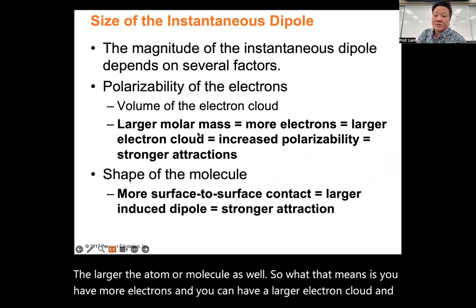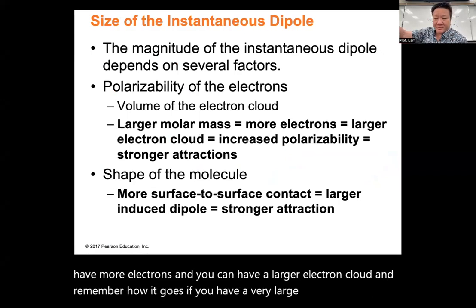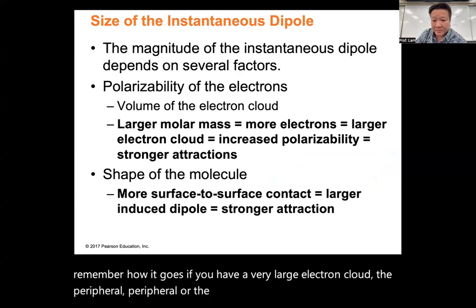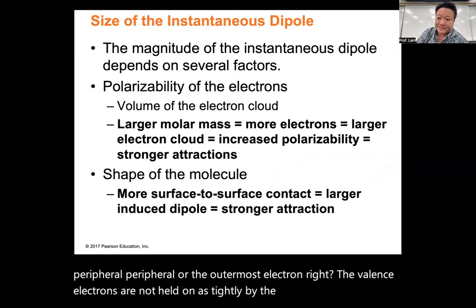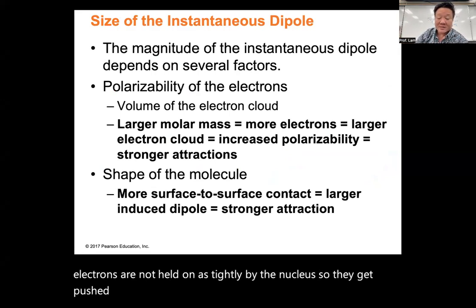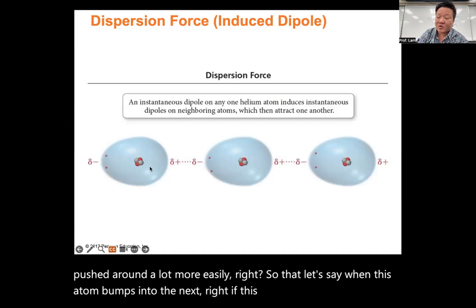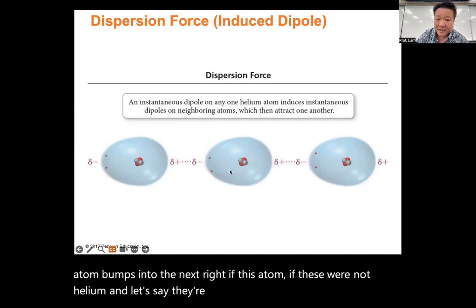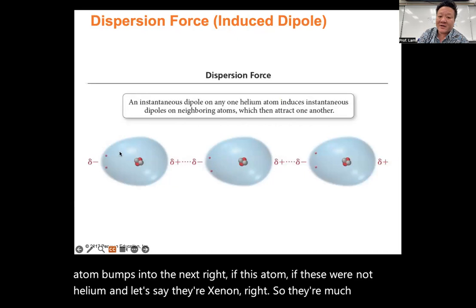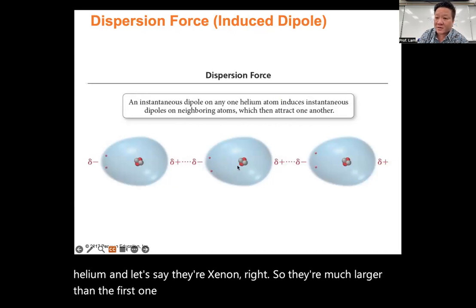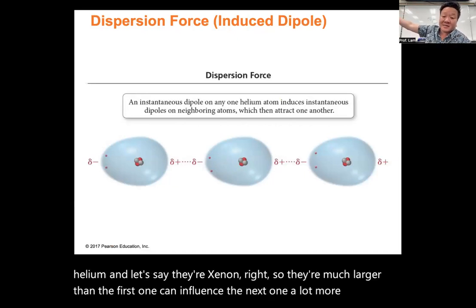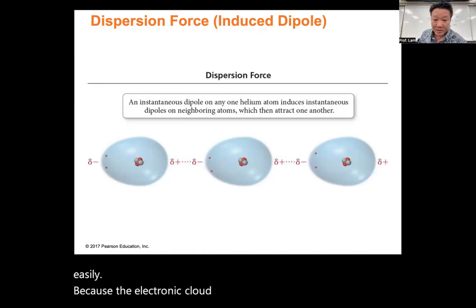And remember how it goes. If you have a very large electron cloud, the peripheral or outermost electrons, the valence electrons, are not held on as tightly by the nucleus. So they get pushed around a lot more easily. So when this atom bumps into the next, if these were not helium but xenon, they're much larger, then the first one can influence the next one a lot more easily because the electron cloud is so far away from the nucleus.